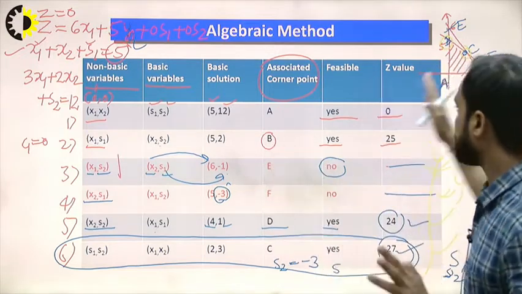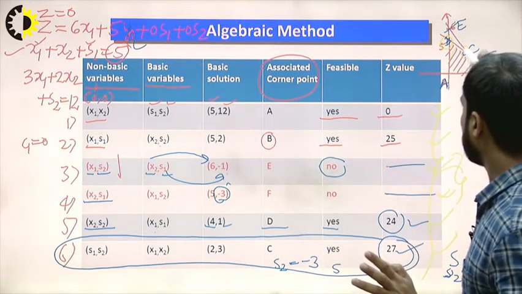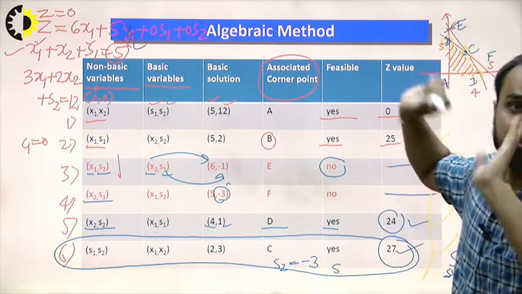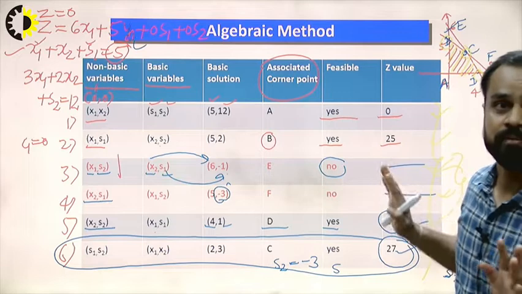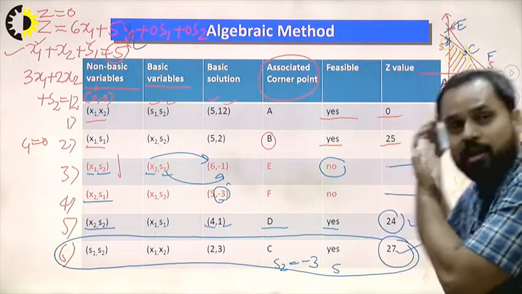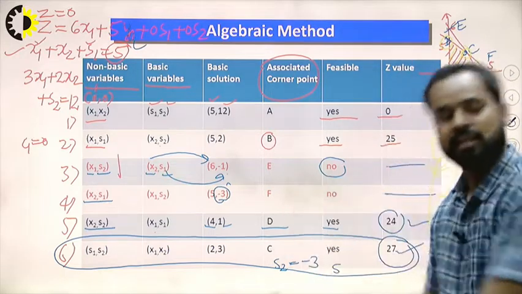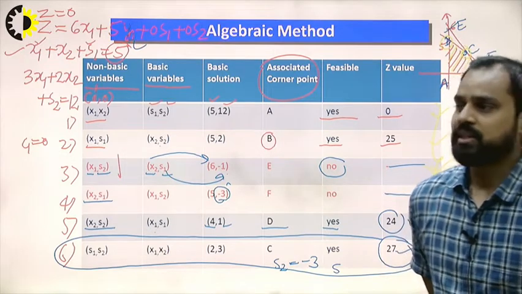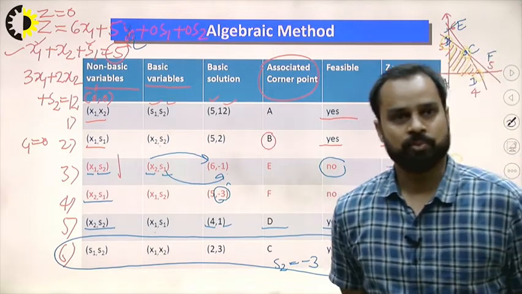In the graphical method, we always calculate only for the feasible region. We never calculate for the infeasible region. But in the algebraic method, we are bound to calculate for the infeasible region as well. So that is another disadvantage of this method.